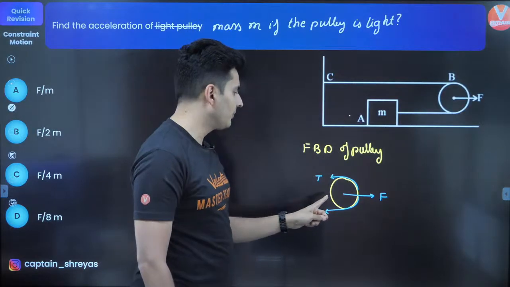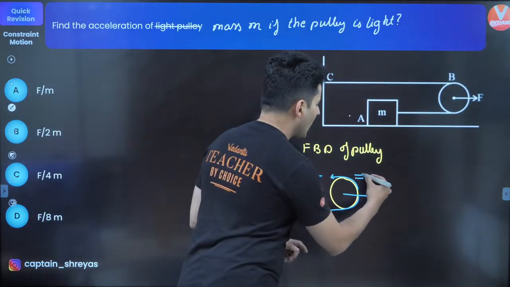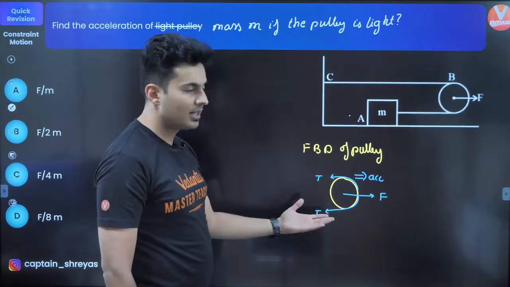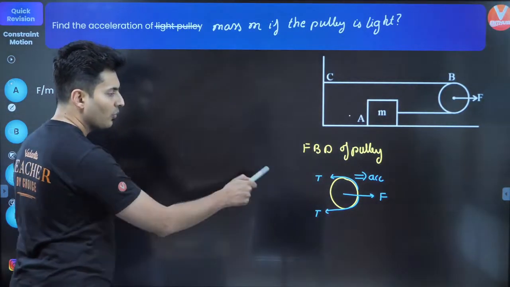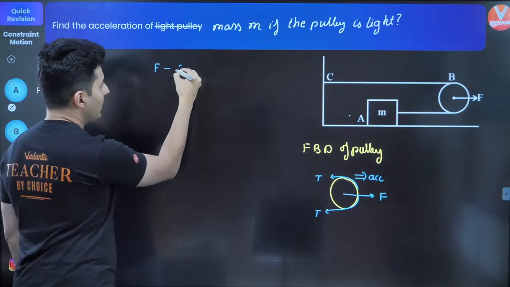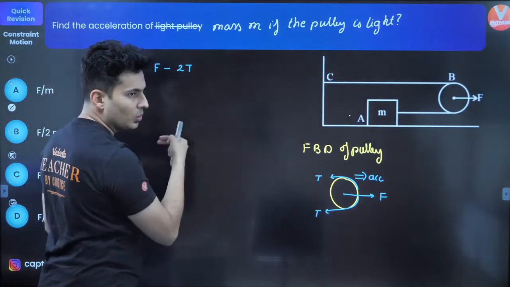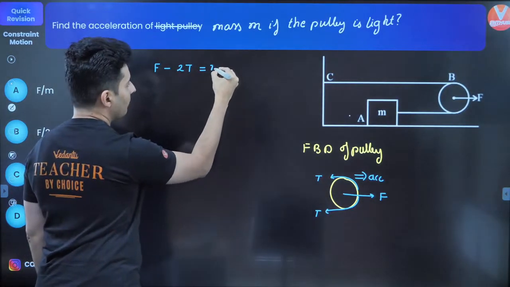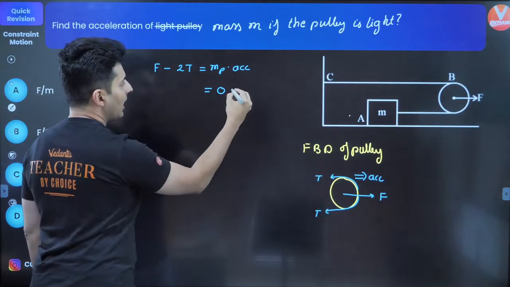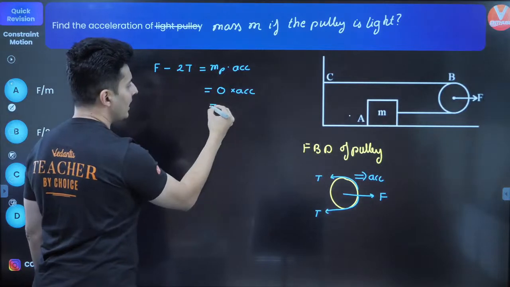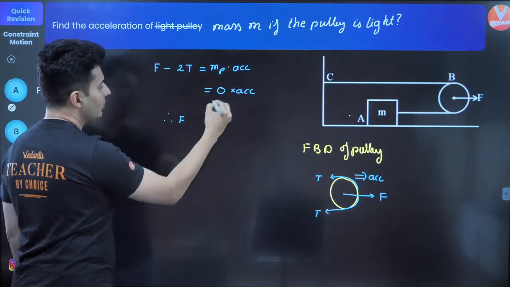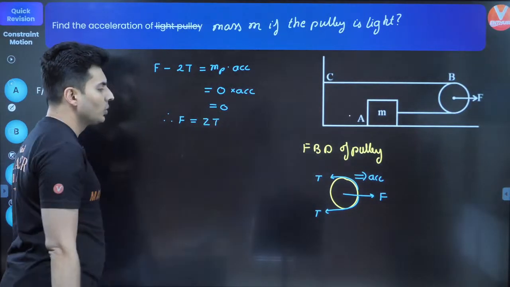Because of that, even if the pulley has a certain amount of acceleration, I can easily say for this pulley-mass system, the net force is ma. F minus 2T, F is that side, 2T is this side, is equal to the mass of the pulley times acceleration. Since the mass is 0, 0 times any acceleration is 0. Therefore, taking 2T to the other side, F is equal to 2T.